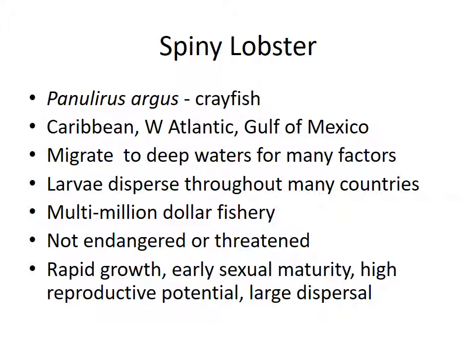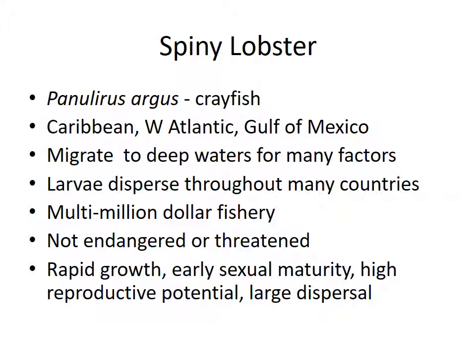They live in shallow waters, but they also migrate to deeper waters during different times of the year. Their larvae are dispersed in a bunch of different countries, which makes protecting them really difficult. There's very little good international protection for many marine species. The spiny lobster is a multi-million-dollar fishery.